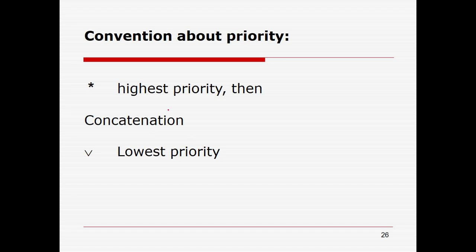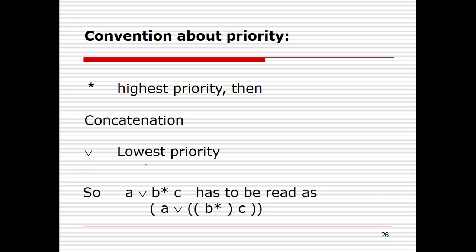If we look at the priority in our regular expression notation, then the star has the highest priority, then concatenation, and then the or. So if we look at this one, a or b star c, it means that the star has the highest priority. Then we have the concatenation, b star with c, and then of course we have the or.